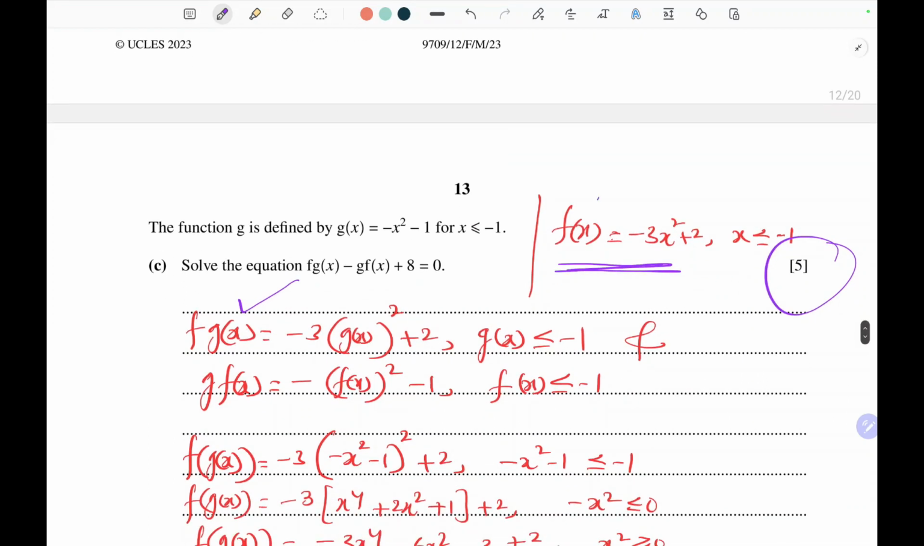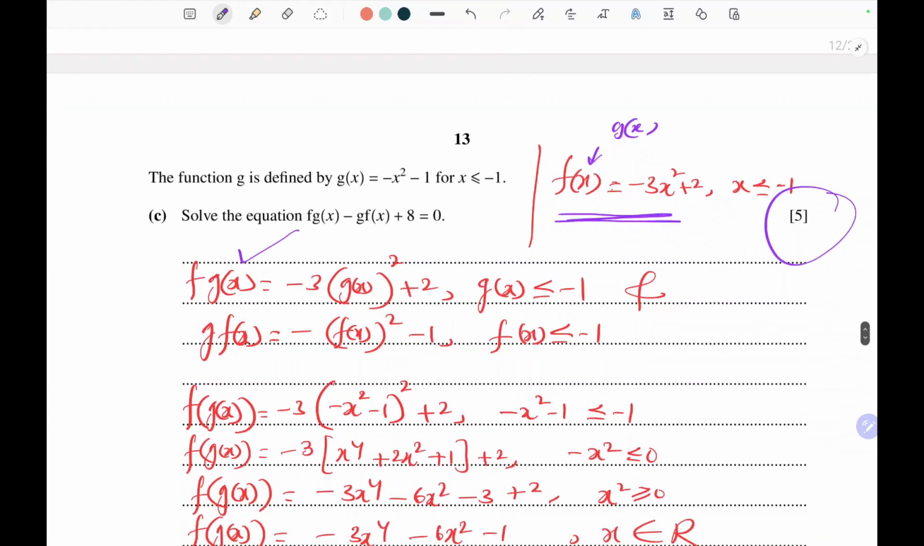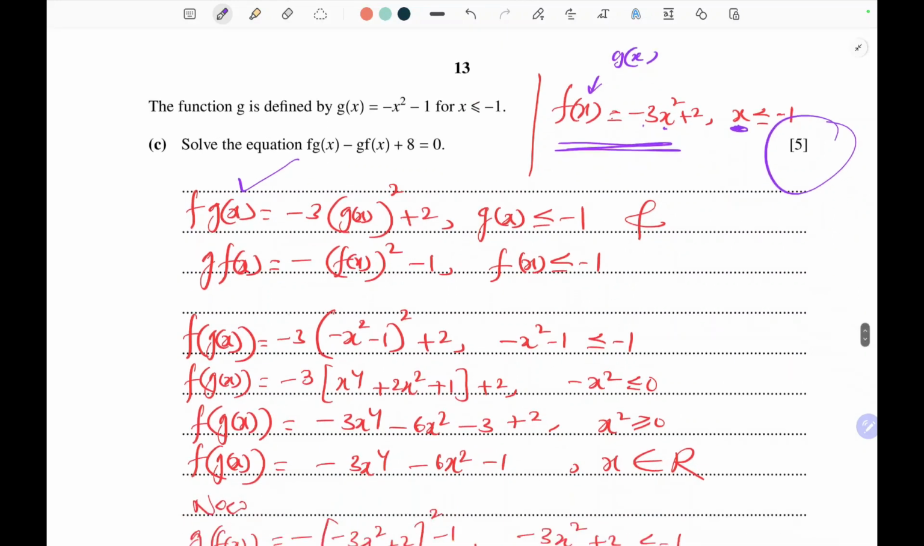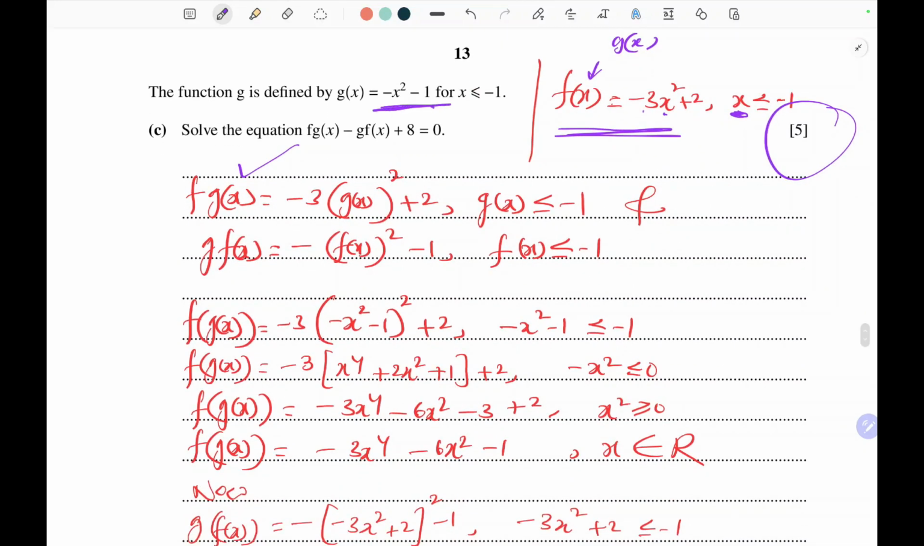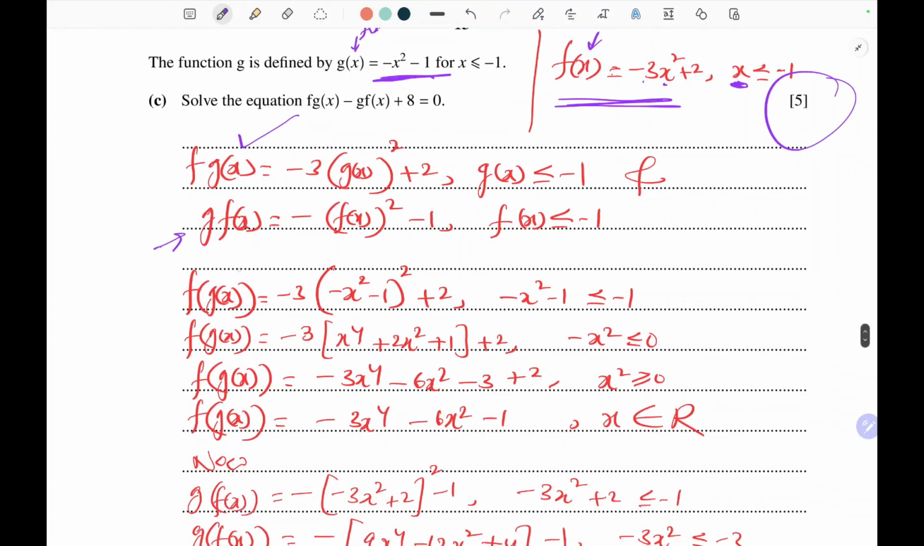Now for f of g(x), this x is converted to g(x), so f of g(x) is minus 3 times g(x) whole squared plus 2, and here also g(x) is less than or equal to minus 1. Now g(x) is minus x squared minus 1. Oh, I have not used it yet. Now first I'm finding g of f(x). So g of f(x) will be minus of f(x) whole squared minus 1, and f(x) less than or equal to minus 1. So f of g(x) is minus 3 times (minus x squared minus 1) whole squared plus 2, and g(x) is minus x squared minus 1, less than or equal to minus 1.